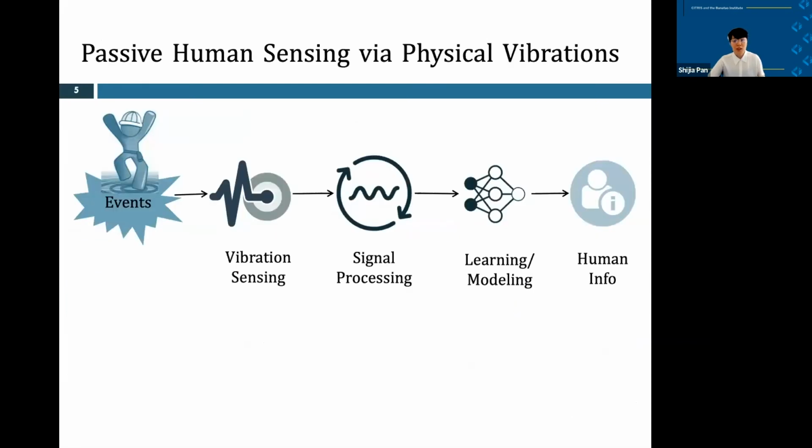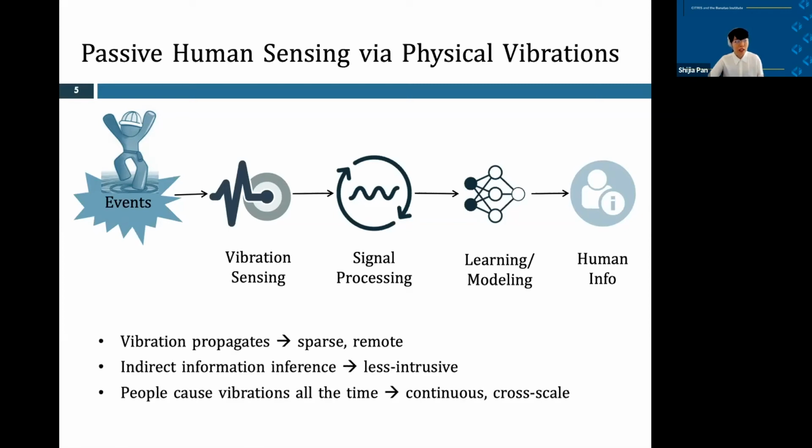We focus on an alternative modality of human sensing where we monitor human-induced physical vibration to infer the target information. People actually cause vibration all the time, and we rely on a variety of vibration sensors, both device-free and device-based, to capture the human-induced physical vibration in a passive way. The captured vibration signal is processed, and then we can model or learn the human information from it.